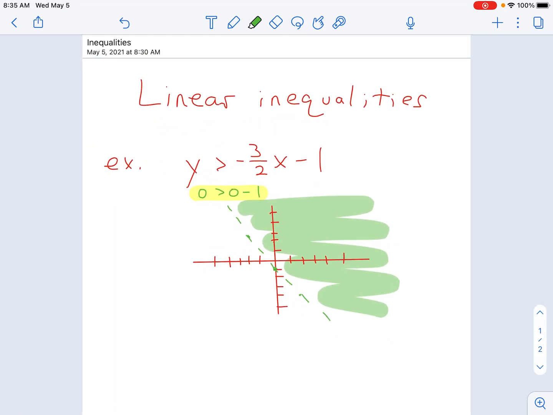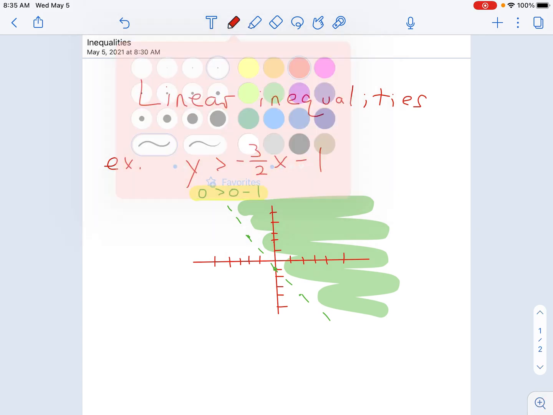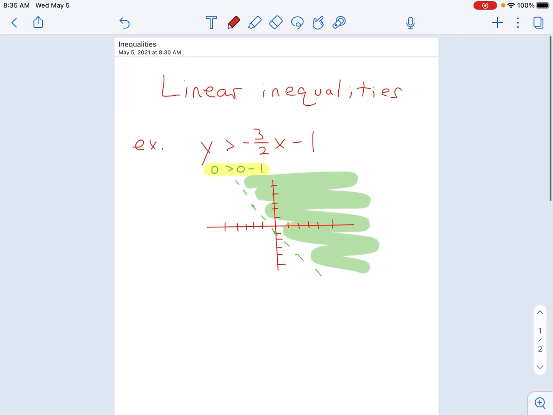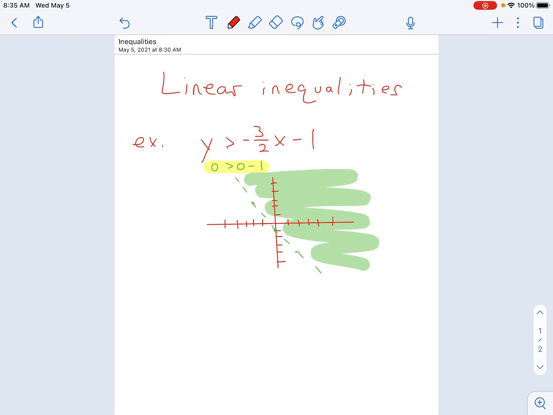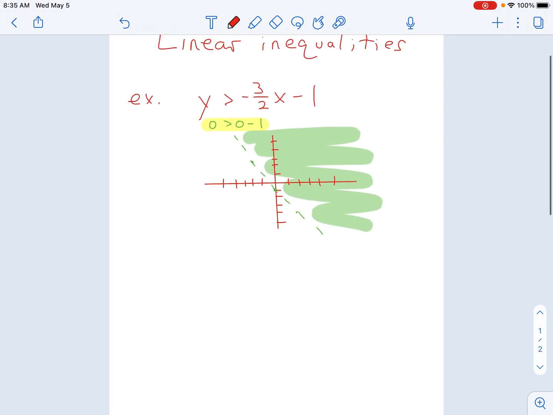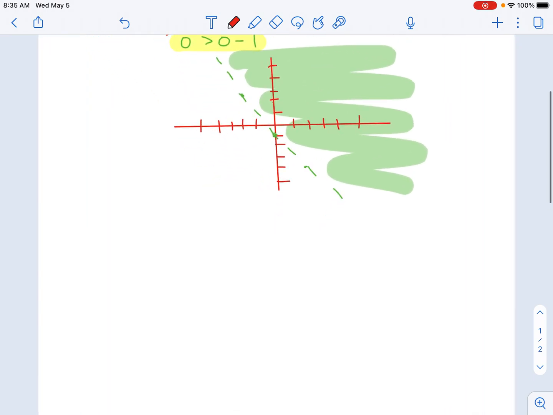Okay, so for a linear inequality, we want to treat it as an equal sign, and then look to shade either above or below the line. And then the line would either be dashed or solid. So another quick example of a linear inequality would be something like this.